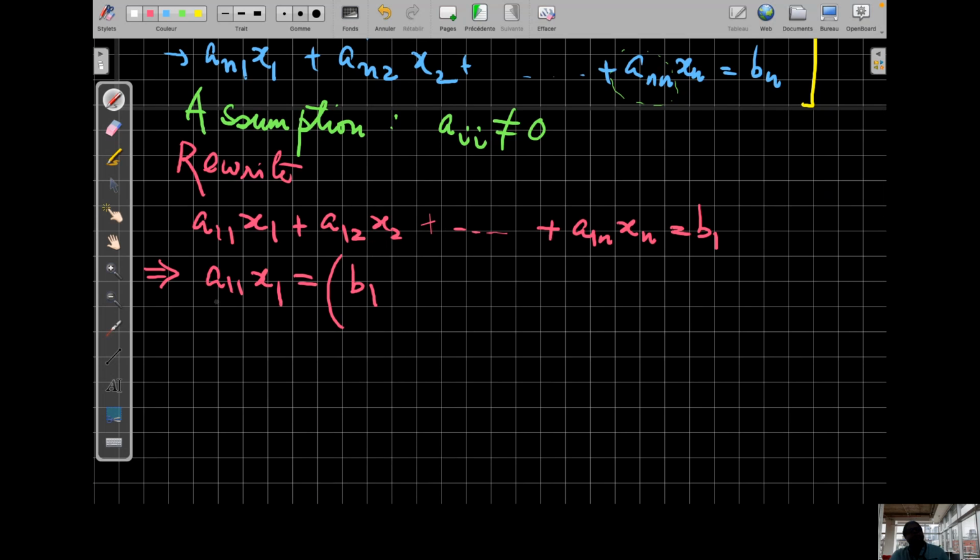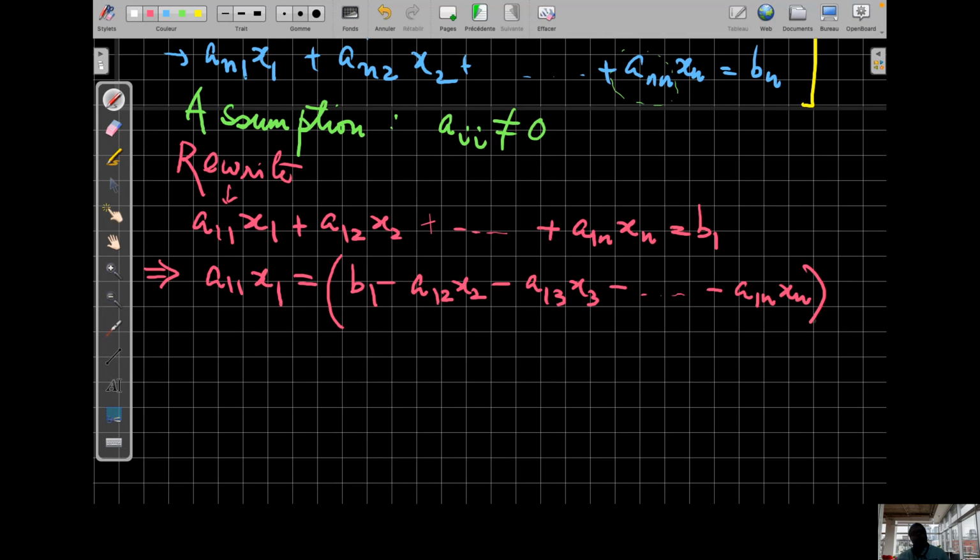Because I have considered A11 as the pivot element, I am going to keep this on the left hand side and move all the other parts to the right hand side. This is what I'm going to do. So I'm going to say B1 minus A12 x2, then minus A13 x3, and so on, up to minus A1n xn.